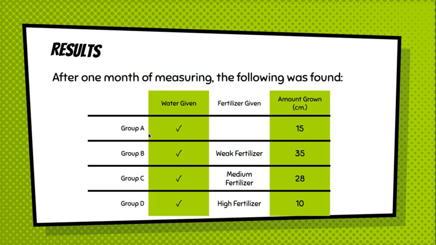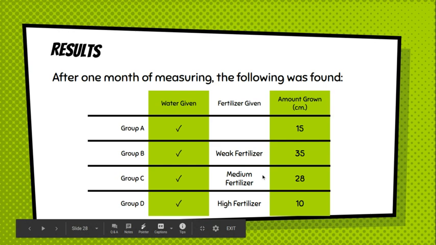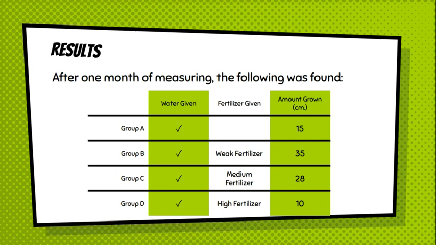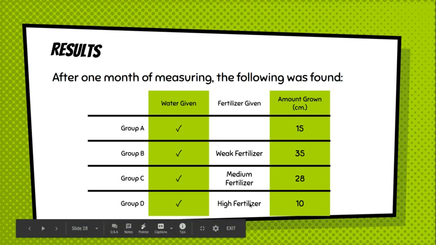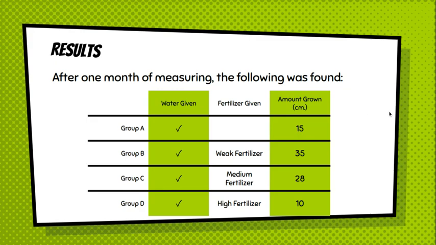Basically, group A, which only got water, grew to be 15 centimeters tall. Group B, which got weak fertilizer, grew to be 35 centimeters tall. Group C, which had a medium amount of fertilizer, grew to be 28 centimeters in height. And group D, which is the large amount of fertilizer, only grew to be 10 centimeters in height. So that's kind of interesting when we think about it.